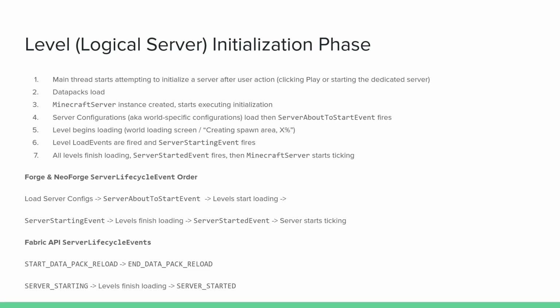And then I put the order of those events below there. So load server config, server about to start, levels start loading, server starting event, levels finish loading, and then server started event, and then the server starts. On Fabric, you have the server starting event, levels finish loading, and then server started. So they don't have the about to start event in the same capacity. And then you also have the data pack events, which lets you hook into that part. Forge has the same, I just didn't note those down.